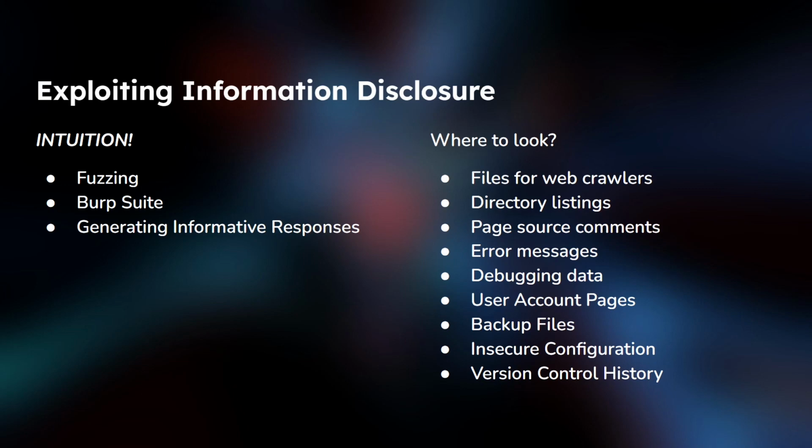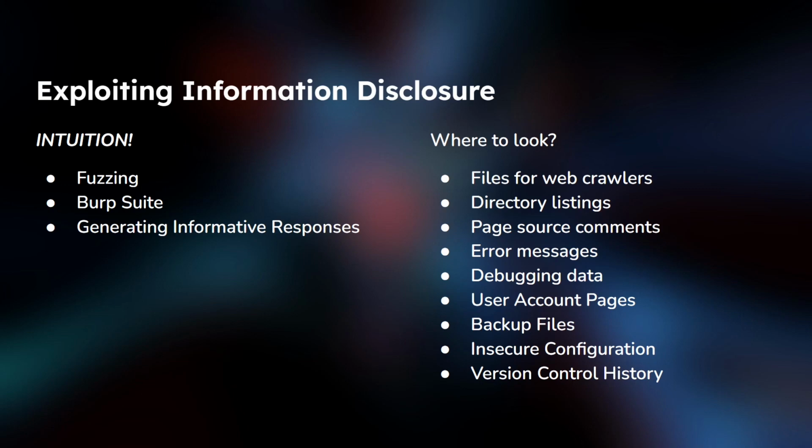You could also go about generating informative responses, like getting a verbose error message that might show you more than you need. So those are places you might find this stuff. Where you might look, or what it's going to look like: you might find files for web crawlers like robots.txt. You might disclose a few endpoints or something like that. You might find some directory listings, just in the page source.